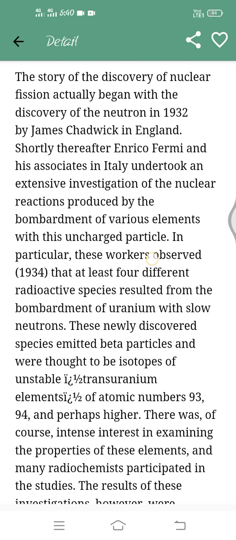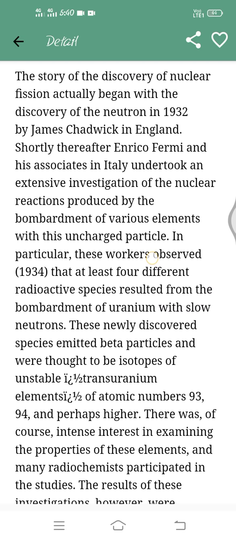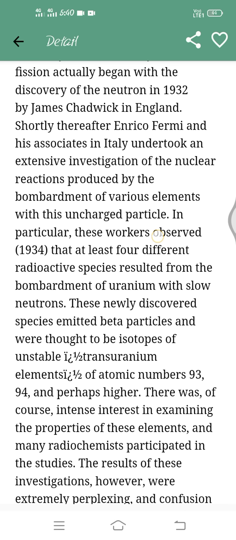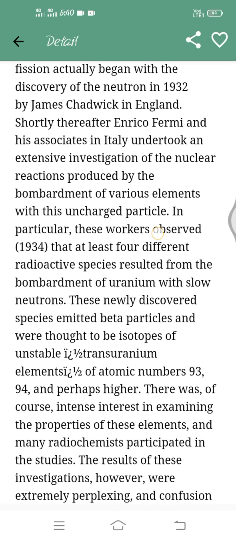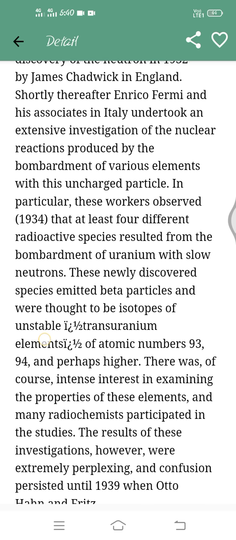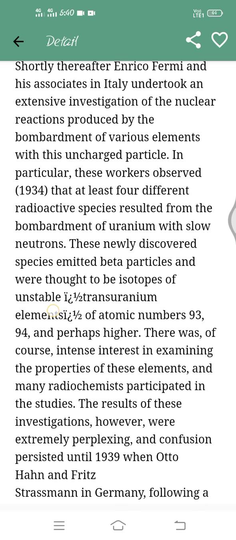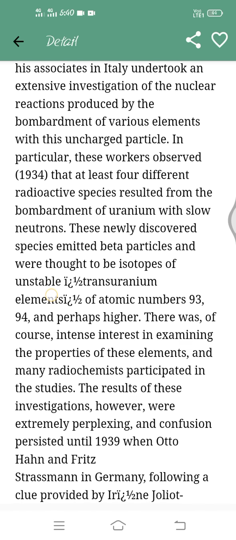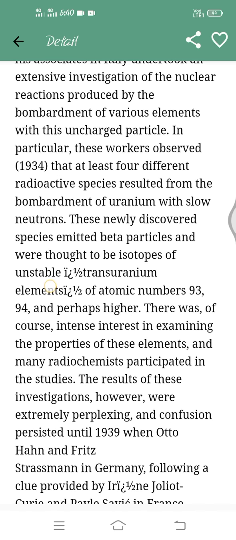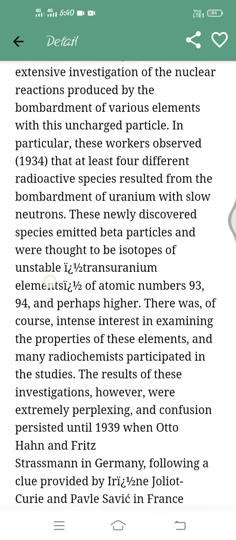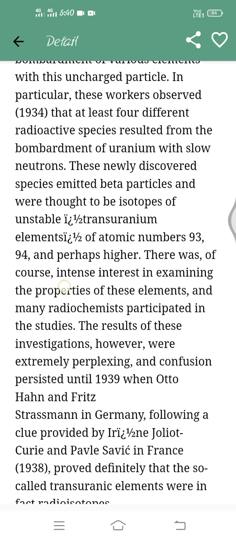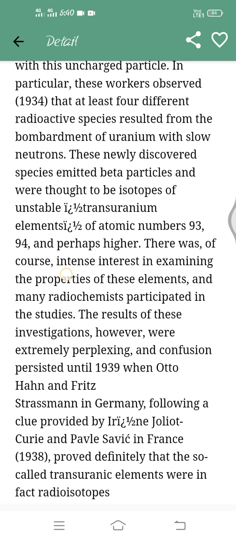The story of the discovery of nuclear fission actually began with the discovery of the neutron in 1932 by James Chadwick in England. Shortly thereafter, Enrico Fermi and his associates in Italy undertook an extensive investigation of the nuclear reactions produced by the bombardment of various elements with these uncharged particles.